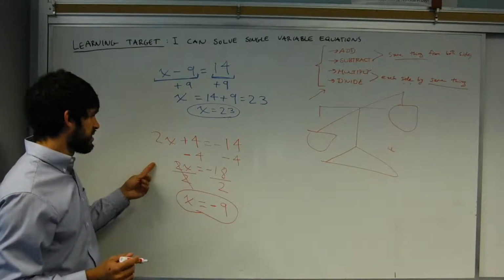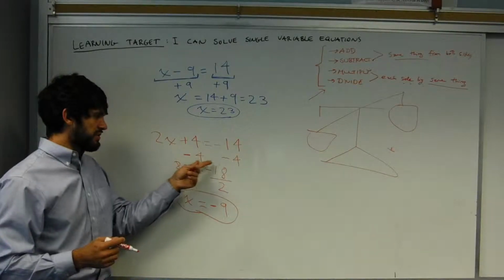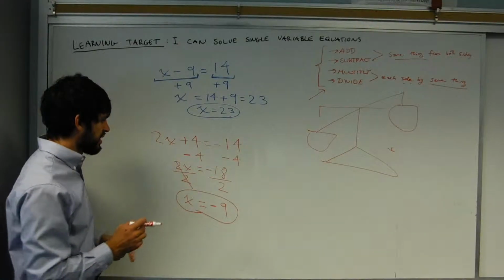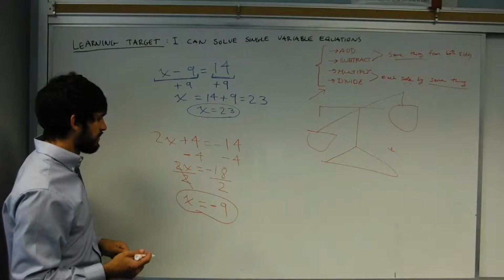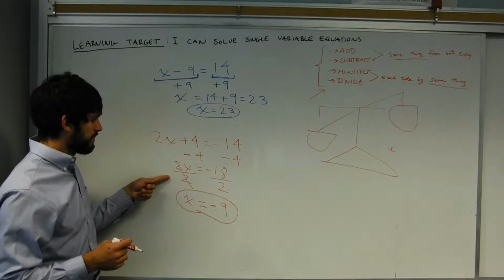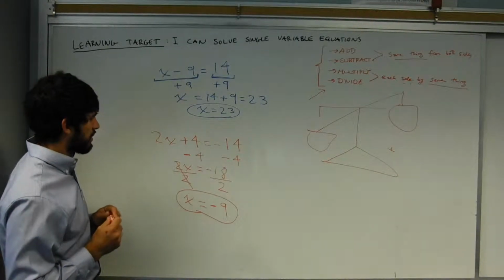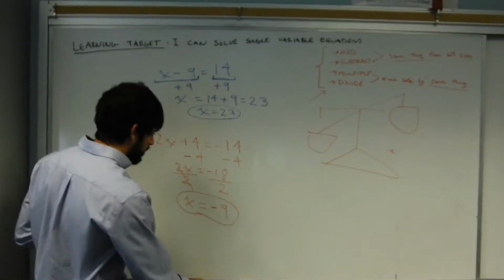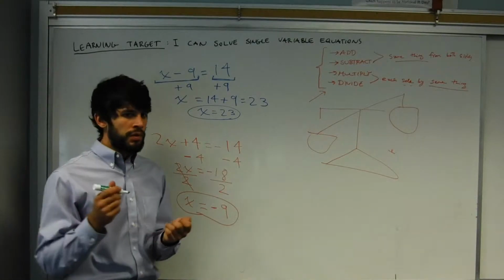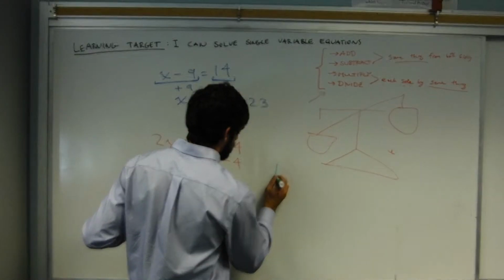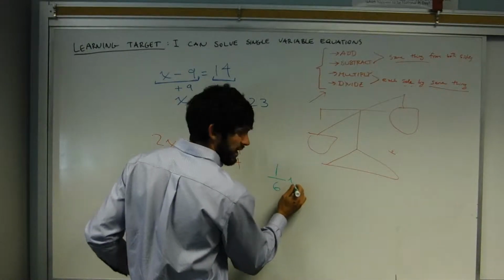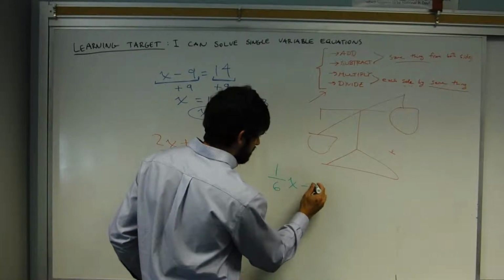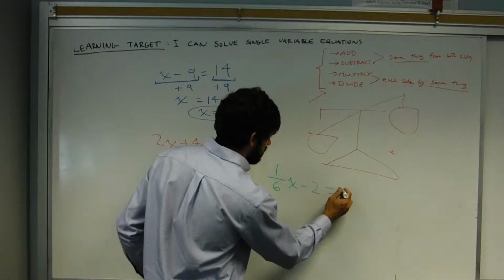So this was a two-step problem. First we had to subtract 4 from both sides, and then we had to divide by 2. So we used the subtraction and then the division properties in order to solve this problem. So if we want to do another problem, let's do 1/6 x minus 2 is equal to 3.